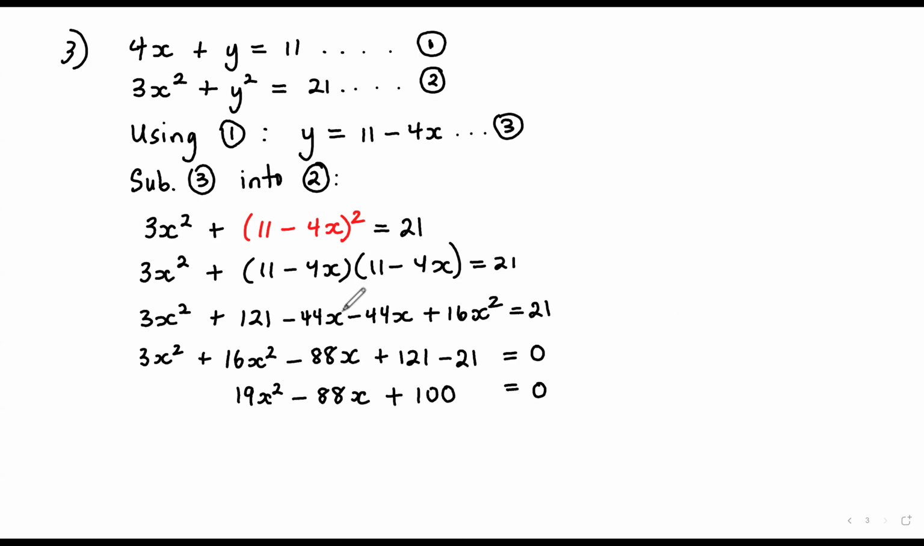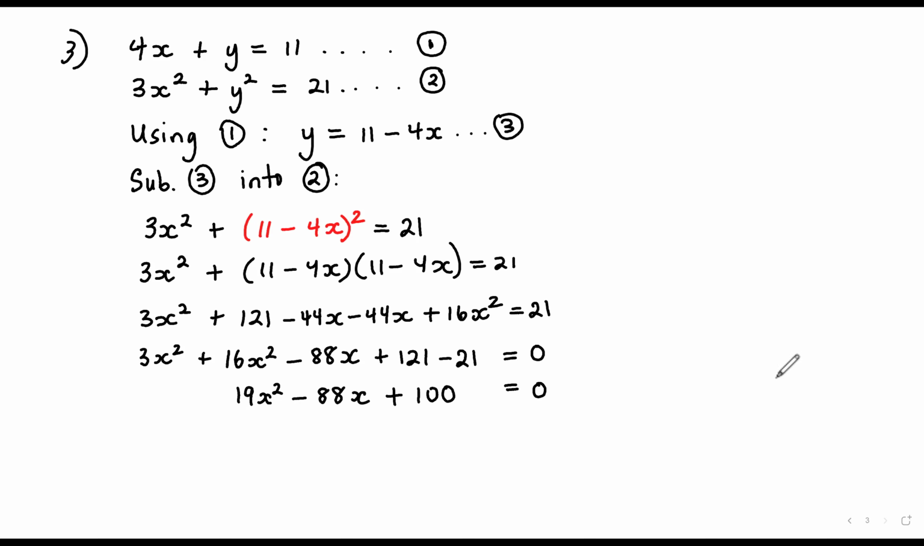So you'll have to say 19 times 100 is 1900. And then you have to think about which two factors of 1900 will add or subtract to give you 88, and at the same time multiply to give you 1900. So that is too tedious to think about. So I am going to use the quadratic formula to solve this equation, right?